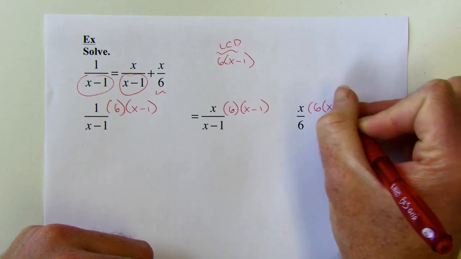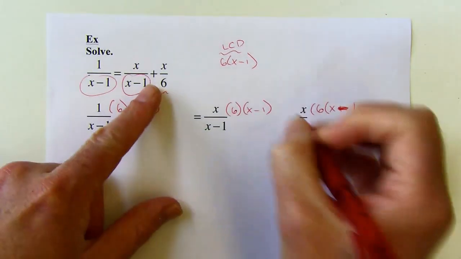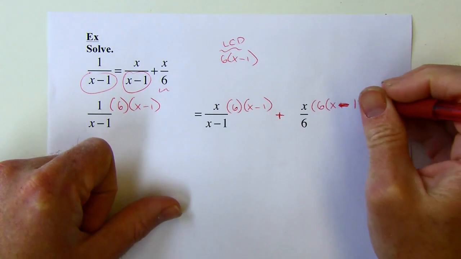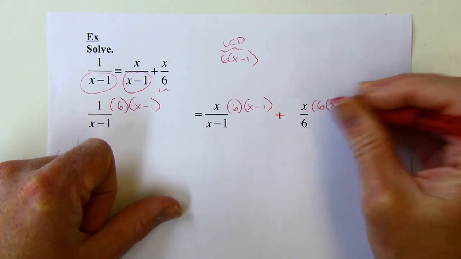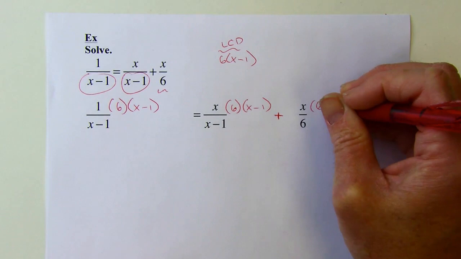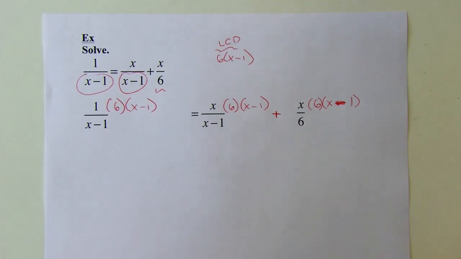Oops, x minus 1. And I forgot the plus sign here, so there it is. Okay. I got some extra parentheses there for some reason. Oh, that's what I forgot there. Okay. And now I can start canceling.